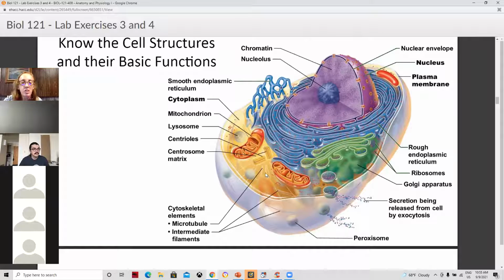Inside of the cell contains cytosol and cytoplasm, which contains organelles. We talked a little bit about organelles in chapter 1, the things that come together inside a cell that allow a cell to function a specific way.